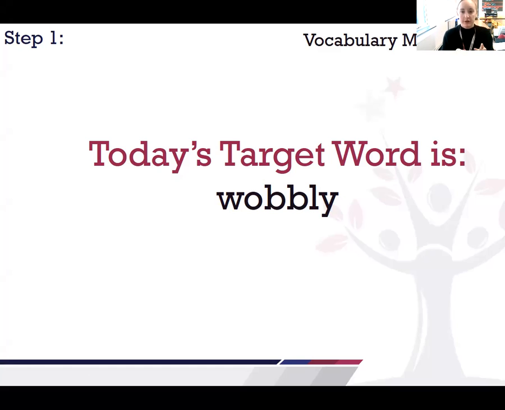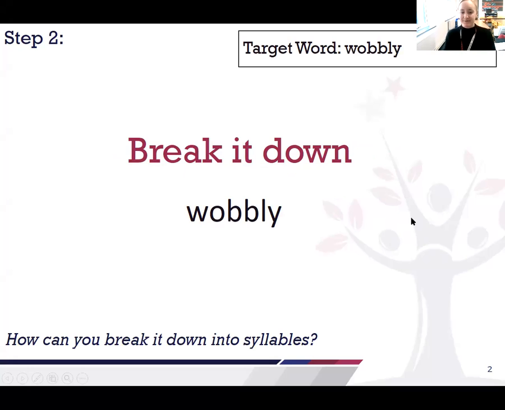So we are going to do our vocab masterclass and focus on a new word today. So the new word I want us to explore today is wobbly. Wobbly. Well done. So let's check how many syllables are in wobbly.